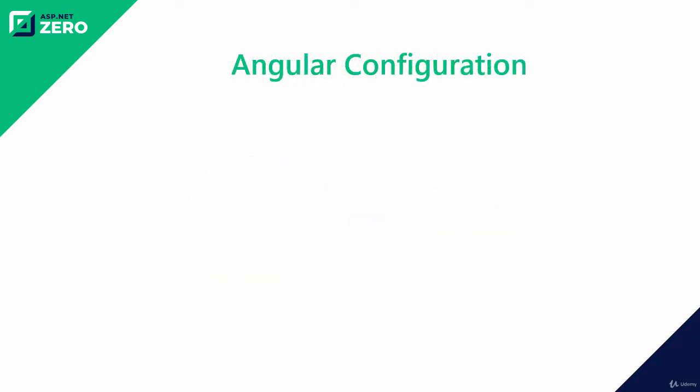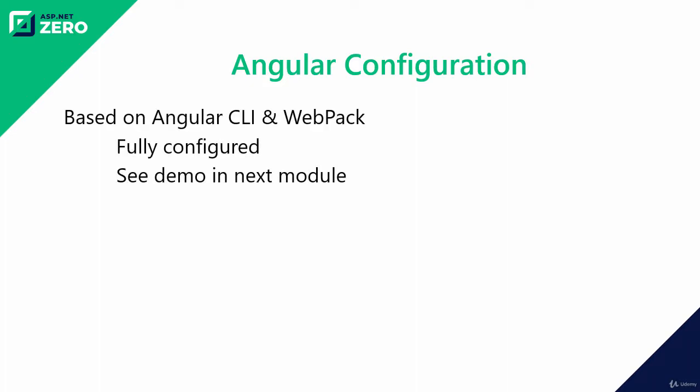ASP.NET Zero is also configured by default to use the Angular CLI, which, if you've never used it, is the command line interface for Angular development and deployment. For us developers, the good news is that things have already been pre-configured, again in ASP.NET Zero, to work with the CLI, allowing us to just type npm start, which will kick off compilation and deployment. We will see this in the demo in just a minute here.